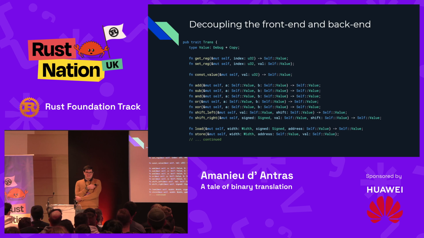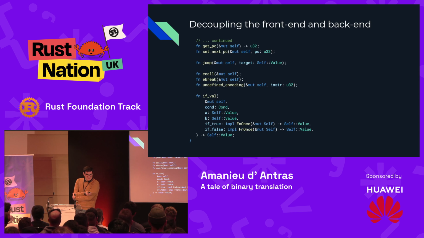The key idea is that we make a distinction between a runtime value and a compile time value. So as you can see from here, the value is an associated type, and all of the operations just consume and return this value type.